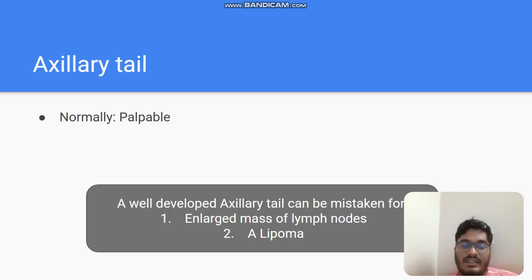Axillary tail, or the axillary tail of Spence. This is a palpable mass that is felt in the axilla. It might sometimes even be visible, and a well-developed axillary tail can be mistaken for a large mass of lymph nodes or for lymphoma.